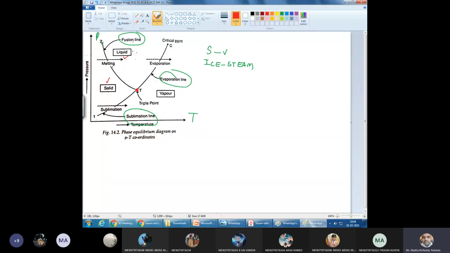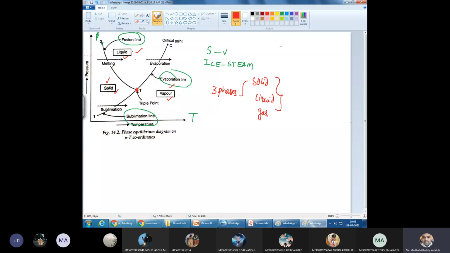solid and liquid phases are in equilibrium. Okay. Along this sublimation line, solid and vapor phases are in equilibrium, and along this evaporation line, liquid and vapor phases are in equilibrium. Okay, right. So these three lines are meeting at a point, and this point is called the triple point. We can define the triple point as the point at which the three phases of water, that is solid, liquid, and gas, are in equilibrium. That point is called the triple point of water.